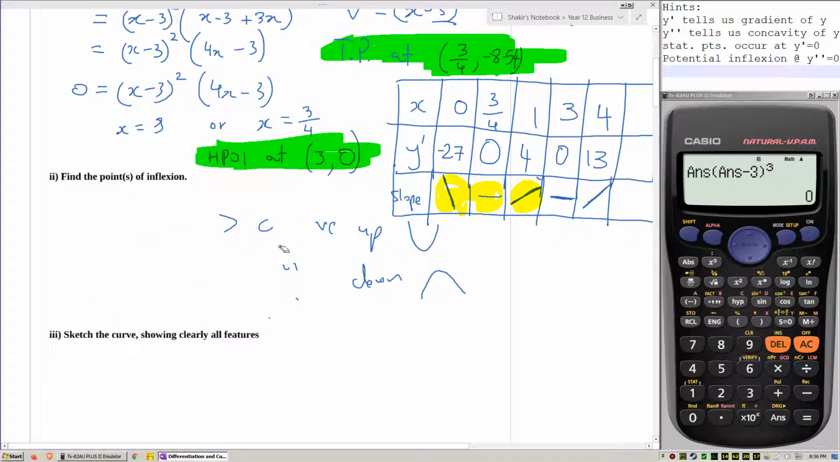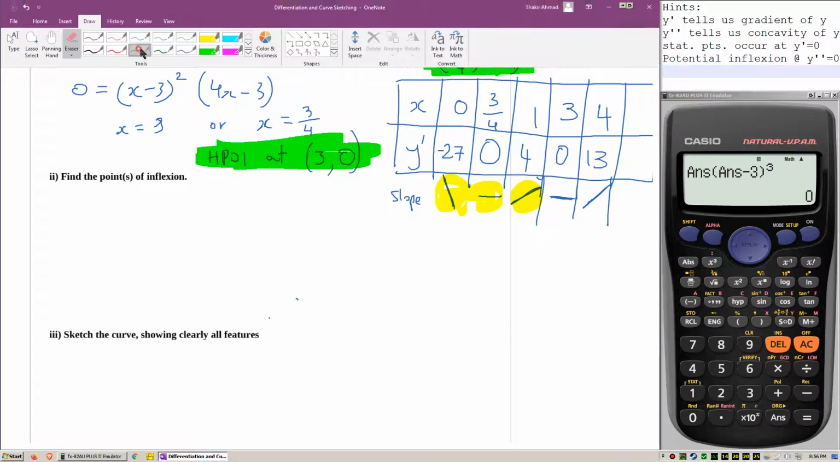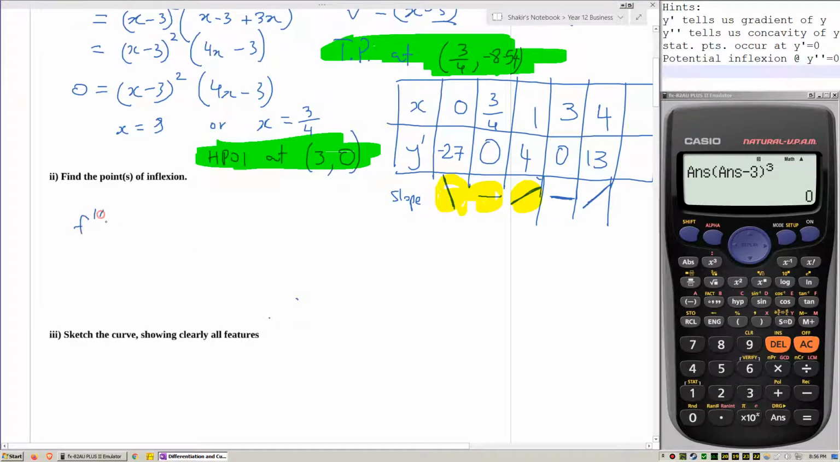So let me try and give an example. Let's say f double dash 3. What does that mean? At x equals 3, what is y double dash equal to? That's what this means. And if y double dash is equal to, let's say, 10, at x equals 3, y double dash is 10. That is a positive number. Then at x equal to 3, the curve y is going to be concave up, because y double dash at x equal to 3 is positive.